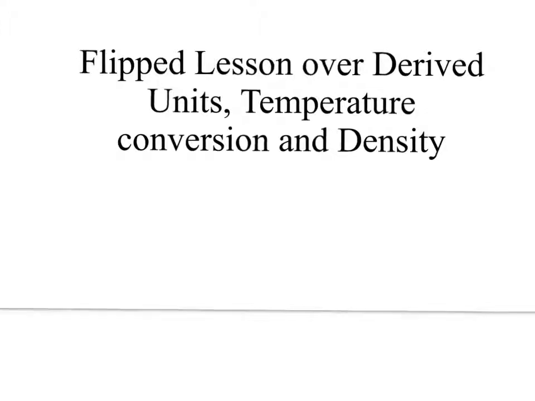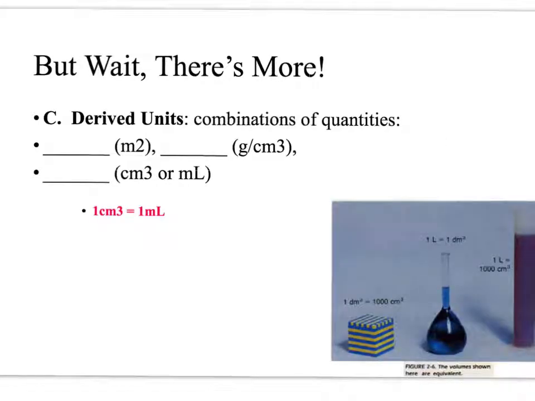Let's get started. In class, we discussed how there are SI units, the accepted measured units for certain items. For instance, mass is measured in kilograms as the SI unit, and length is meters. So let me talk about some derived units.